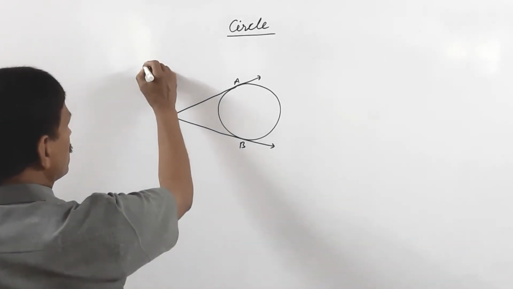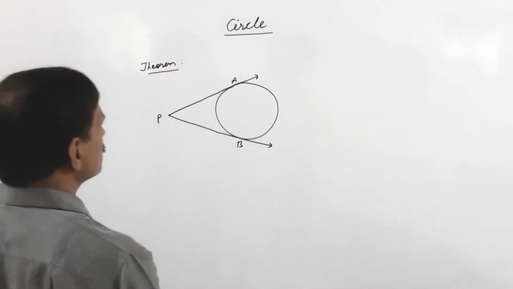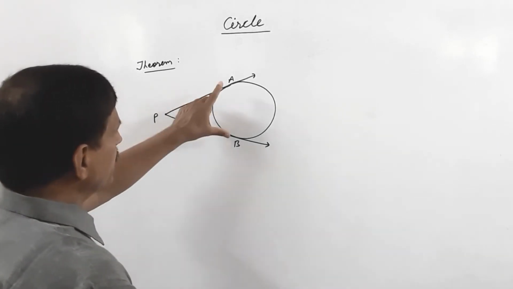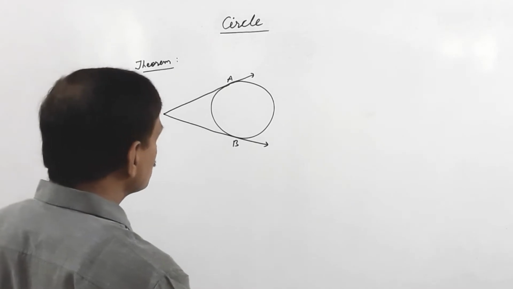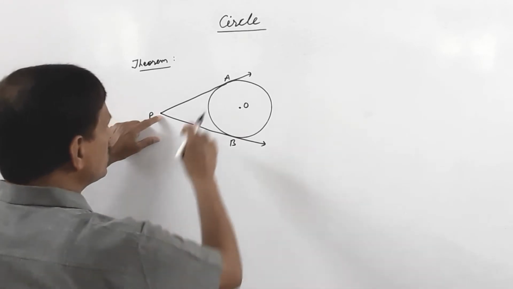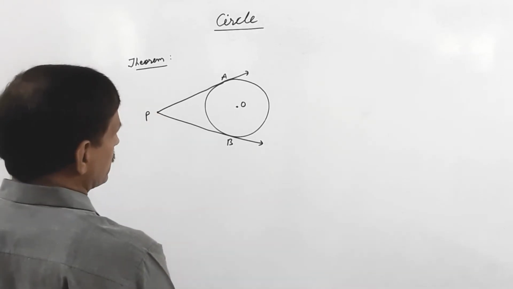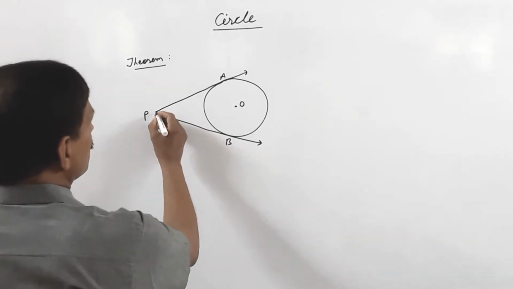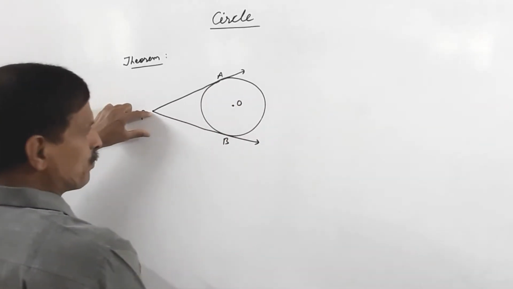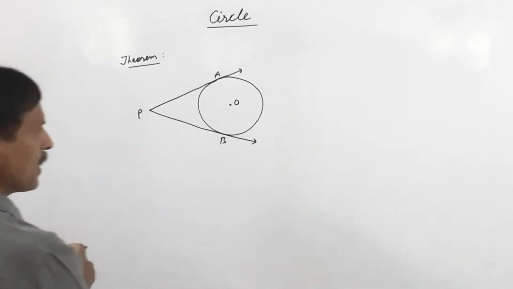Now the theorem related to these two tangent segments states that two tangent segments drawn from an exterior point to the circle are of equal length. That is, P is the exterior point. From here PA and PB are the two tangent segments, then PA is equal to PB. We have to prove it.